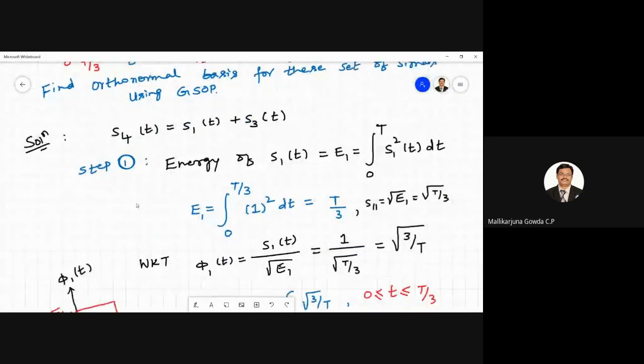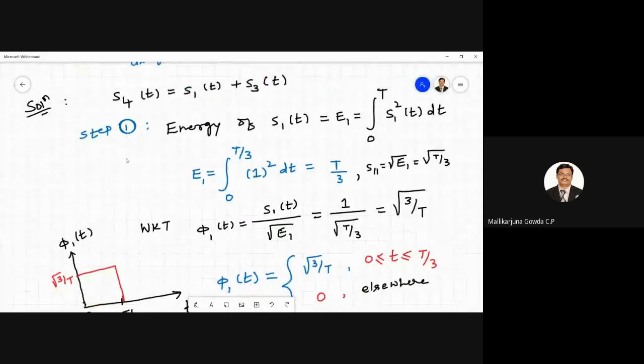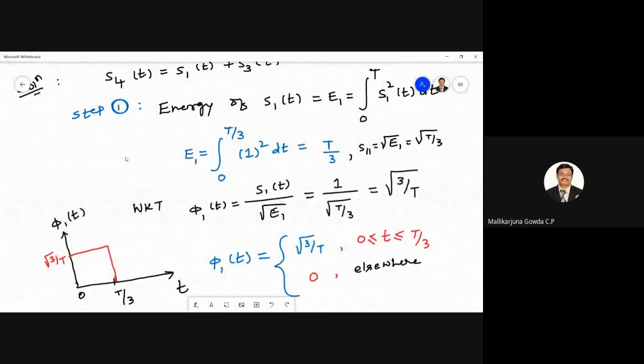Okay, so I think this is the problem I have taken. Right, this is all fine. For any given Gram-Schmidt orthogonalization problem, in the first step, what you need to find out is the energy of the signal S1 of t. After finding the energy of the signal S1 of t, only then you will be able to find the value of pi 1 of t, because pi 1 of t is equal to S1 of t by root of E1, where E1 is the energy of the signal S1 of t. That is why we start by finding the energy of S1 of t.